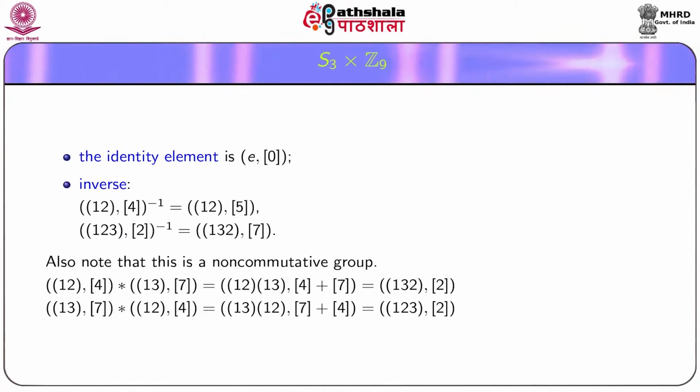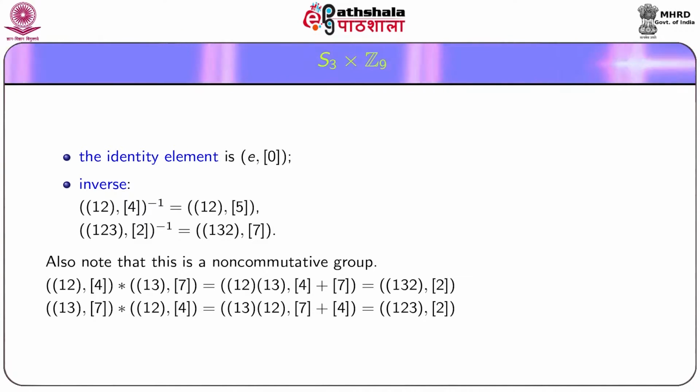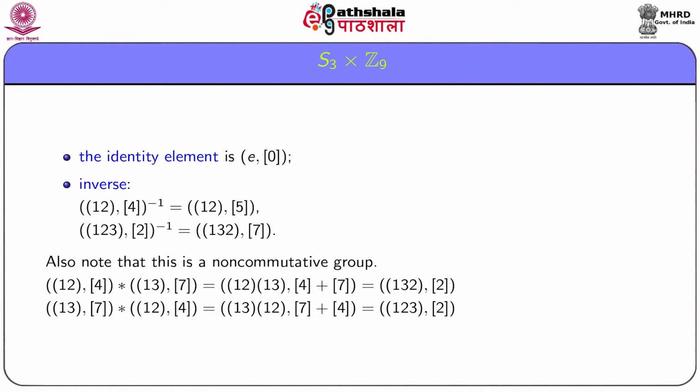So, the identity element of this group will be the pair whose first element is the identity element of S3, let us denote it by e, and the second component will be the identity element of Z9, that is [0]. Now, can you find the inverse of the pair whose first element is (1 2), that is the transposition (1 2), and the second component is [4]?